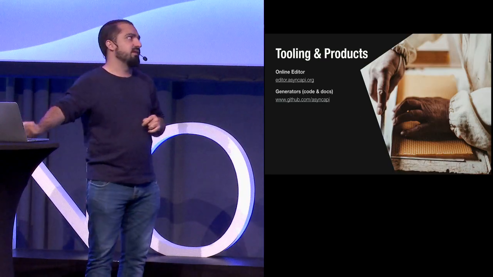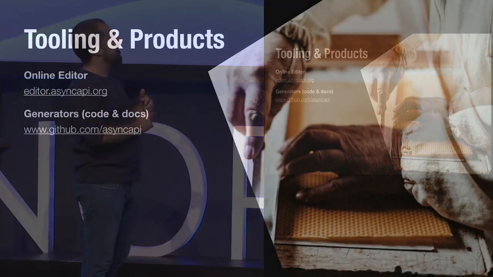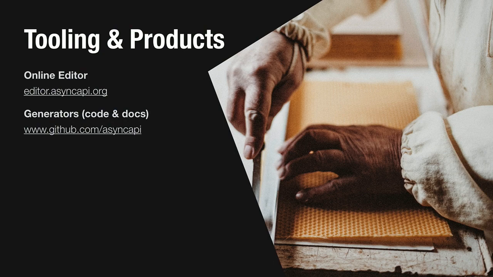Briefly, how to get started. I'm not going to explain here how to get started because I only have 25 minutes and I want to tell you more stuff. But I can point you to some places where you can start. For instance, the code editor that I was using in the beginning is an online editor at editor.asyncapi.org. And in the GitHub organization, you have much more stuff like code generators and documentation generators. I will also be happy to help.